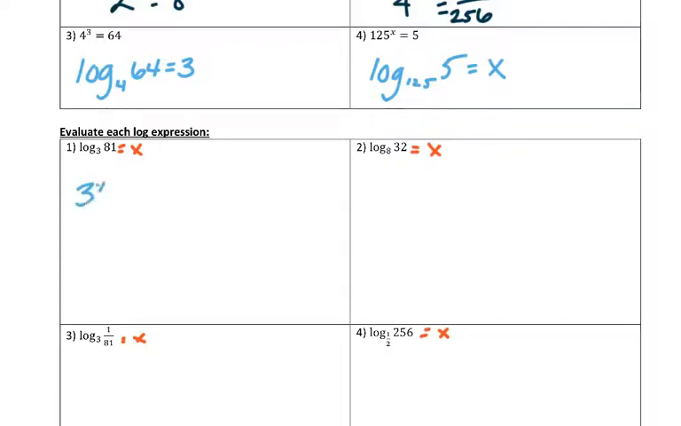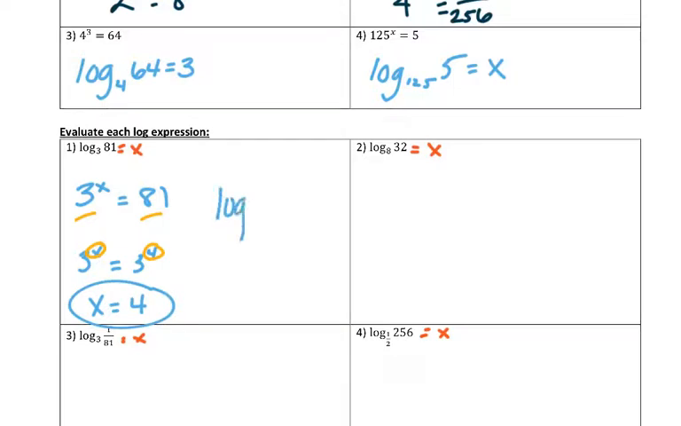So we have 3 to the power of x is equal to 81. The way you're going to solve that is just like we did in 8.2, where you want to find a common base between 3 and 81. That common base would be 3. So we have 3 to the power of x is equal to 3 to the power of 4. Now that you have the same base, you can set the exponents equal to each other. So x and 4, and x equals 4. That means log base 3 of 81 equals 4. That is your answer. That's what you were looking for.